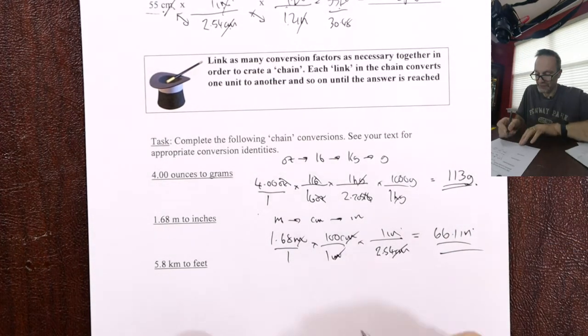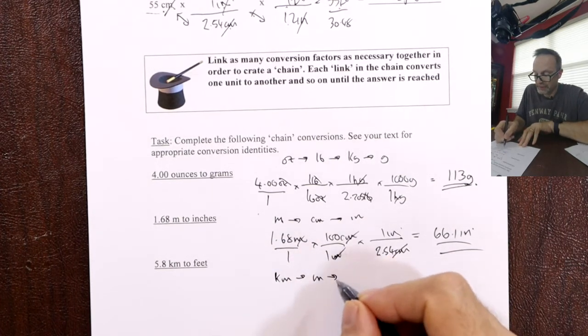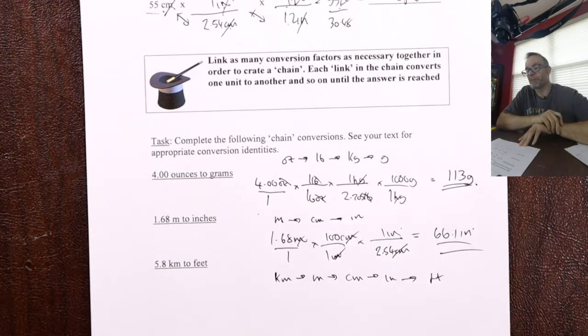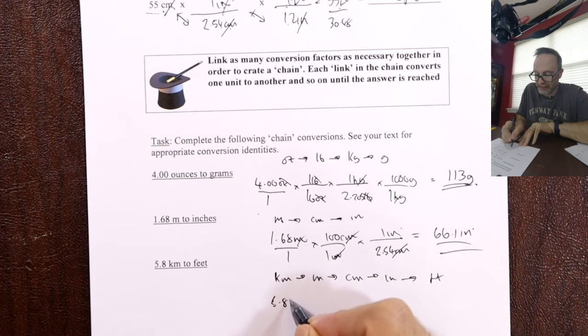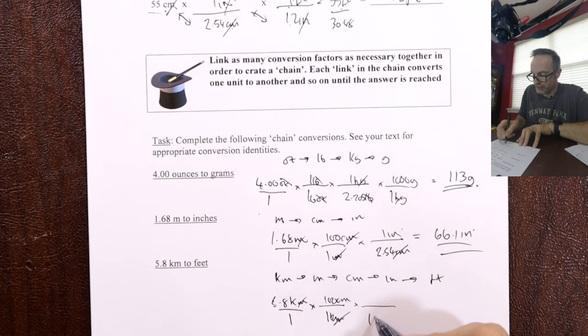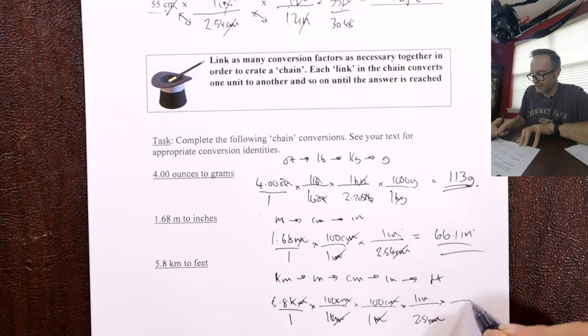Last one, let's do a plan. Kilometers, I like kilometers to meters, to centimeters, to inches, to feet. Why not be elaborate, right? So 5.8 kilometers times 1 kilometer, hopefully you know is 1,000 meters, times 1 meter is 100 centimeters, times 2.54 centimeters is 1 inch, times 12 inches, 1 foot.